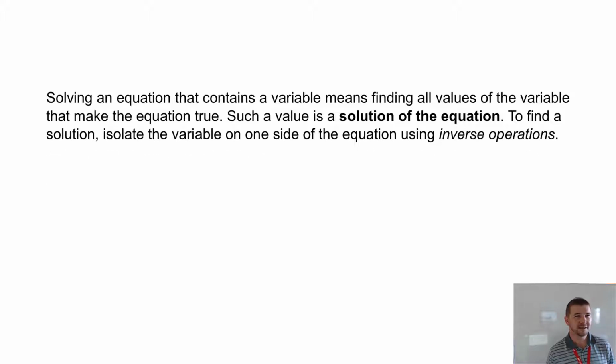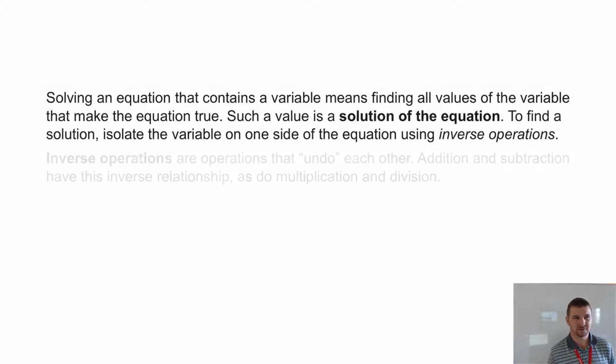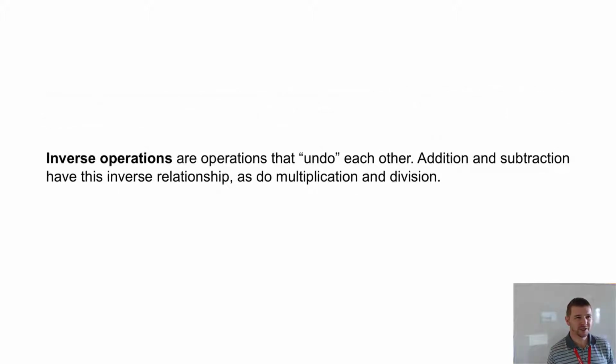Solving an equation that contains a variable means finding all the values of the variable that make the equation true. Such a value is a solution of the equation. To find a solution, isolate the variable on one side of the equation using inverse operations. Inverse operations are operations that undo each other. Addition and subtraction have this inverse relationship, as do multiplication and division.